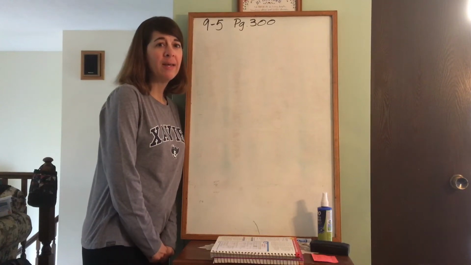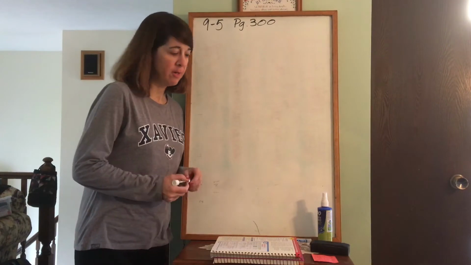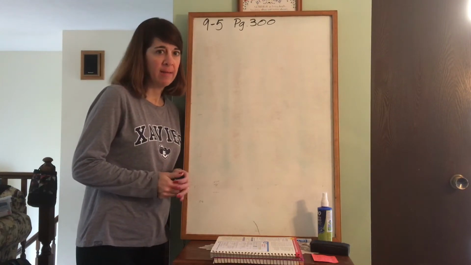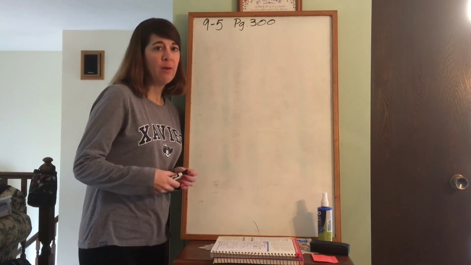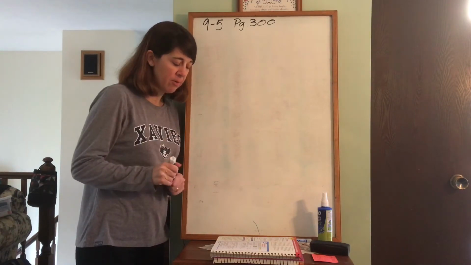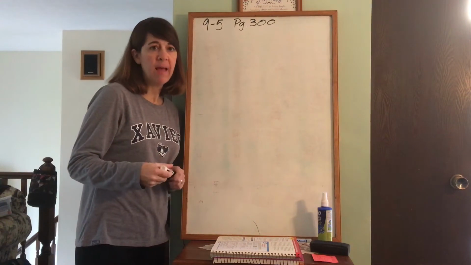Hi, Change 3. Today's lesson is 9-5 on page 300, and we're looking at measures of central tendency. So that is mean, median, mode, and range. To start at the top of the page, they're introducing you to, or reviewing with you, mean. Another word for this is averaging.